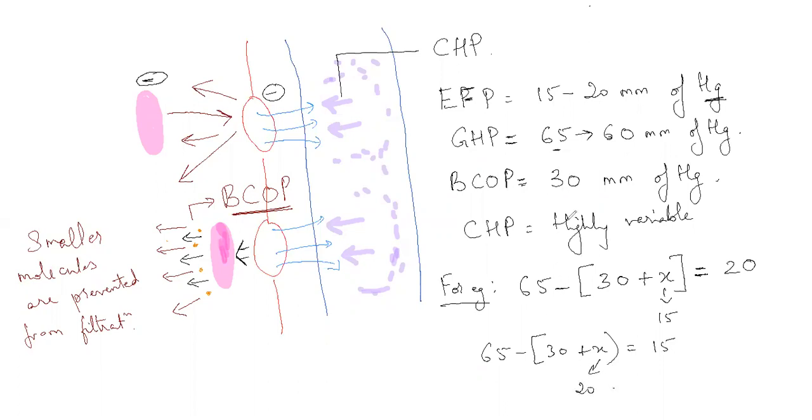If you substitute different values, you will see that its value changes a lot. In this case, if this becomes 60, right? This would become 20. The value of CHP alters.